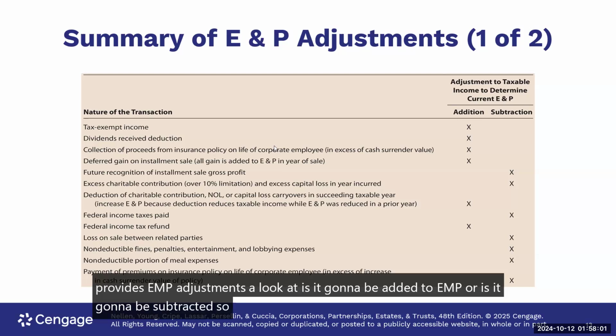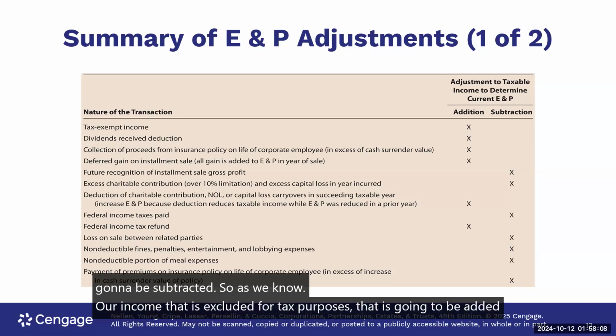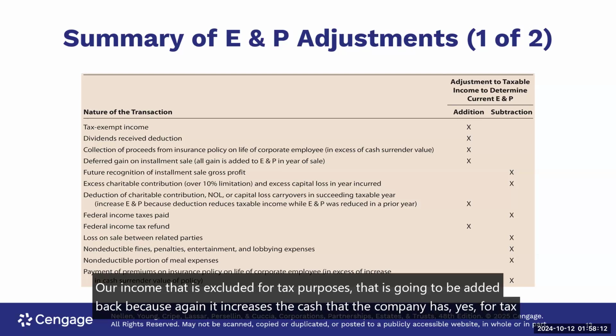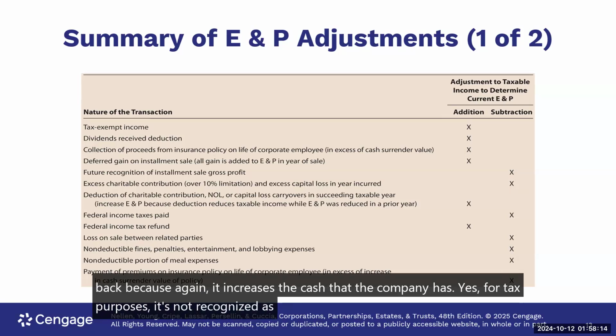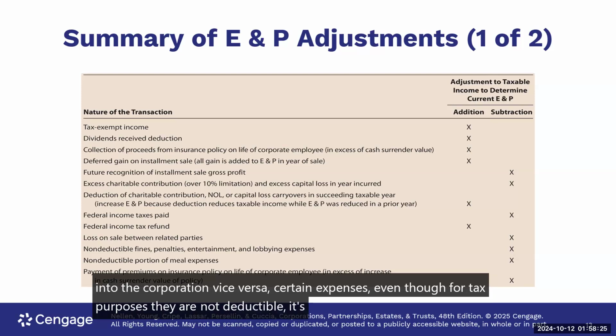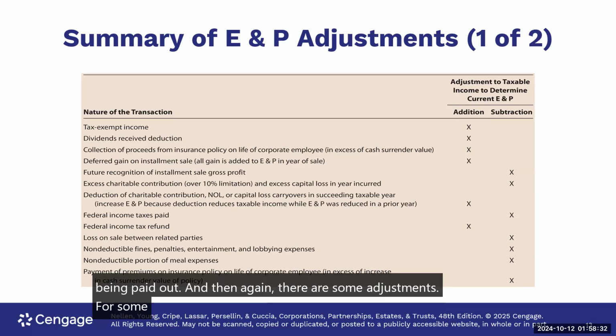So as we know, our income that is excluded for tax purposes is going to be added back because, again, it increases the cash that the company has. Yes, for tax purposes, it's not recognized as income, but the reality is money is coming into the corporation. Vice versa, certain expenses, even though for tax purposes they are not deductible, it's still an expense. It's still money that's being paid out. And then again, there are some adjustments for some more complex situations.